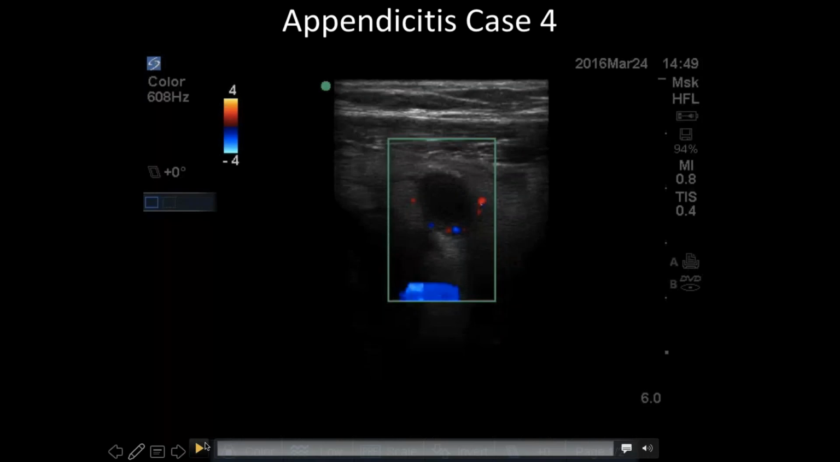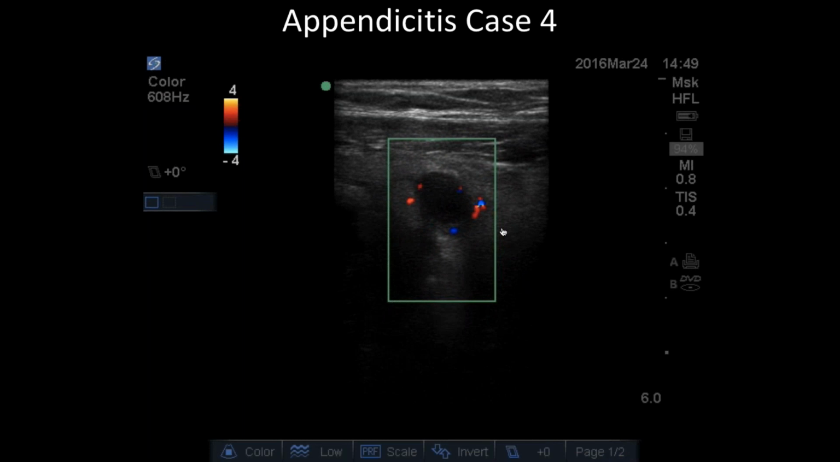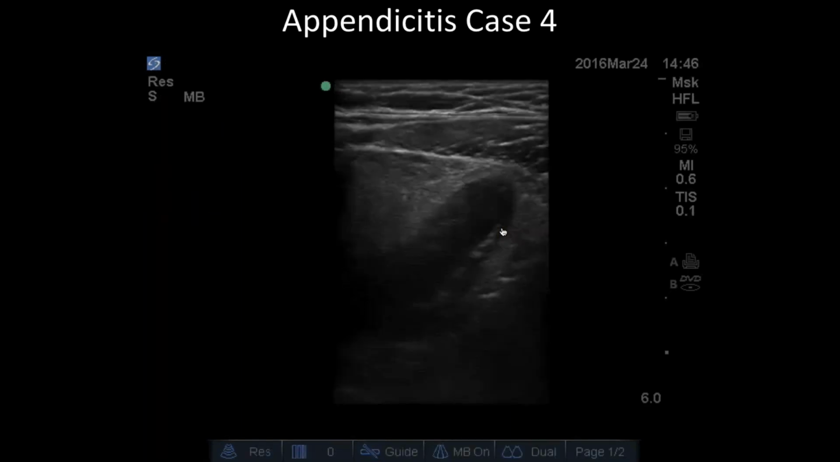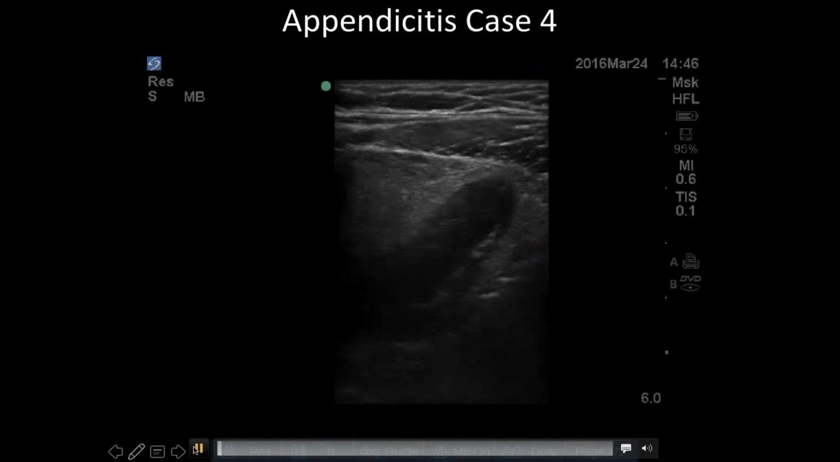I put some colored Doppler on that again, and this is really to show you a sign called the ring of fire sign. So around the wall of the inflamed appendix, there's going to be more blood supply because it's inflamed. So there's increased vascularity, and when you put colored Doppler on this, you get this interesting look where around it looks like this ring of fire sign. It's not a definite marker of appendicitis, but it's one feature that people talk about that can help you find an inflamed appendix.